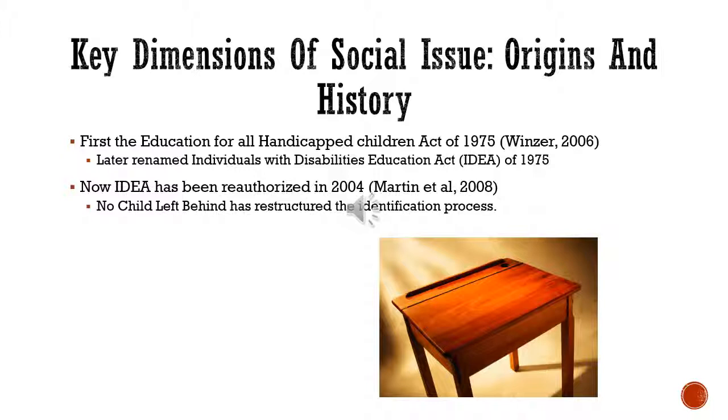Okay, now we will move on to the key dimensions of overrepresentation in special education. I would like to begin with the associated special education history. The Education for All Handicapped Children Act of 1975 was first initiated as part of the nation's evolving commitment to accommodate the needs of all children in public schools. However, soon after the passage of this historic legislation, policymakers became concerned about the upward trend of disabled students in public schools.